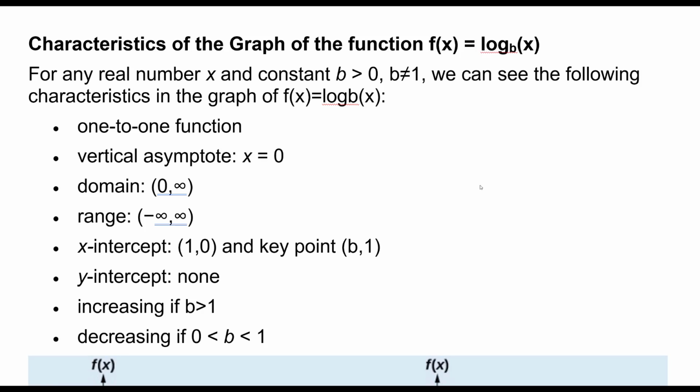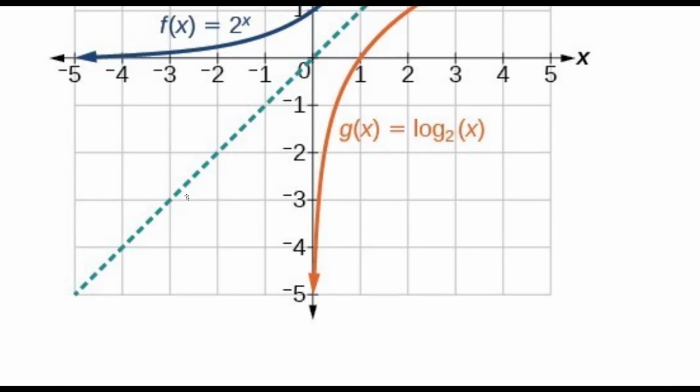So, characteristics of the graph of the function f of x equals log base b of x, for any real number x and the constant b greater than 0, where b is not equal to 1. We can see the following characteristics in the graph of f of x equals log, that should be a base b, of x. Look at that, fixing it. It is a 1-to-1 function. The vertical asymptote is x equals 0, as we saw on the graph up here. It's approaching x equals 0, which is the y-axis.